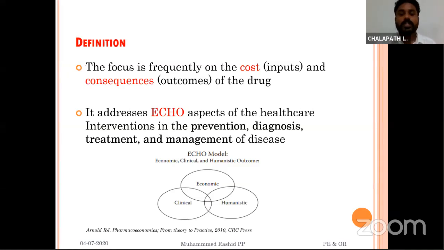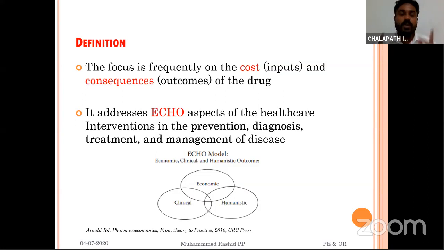Now there is one more outcome which we call the humanistic outcome, which is not in terms of economics or clinical. I will teach that once I move into outcomes research. So here it addresses the ECHO aspects of healthcare: economic, clinical, humanistic outcome aspects of healthcare. It can be in prevention, or in diagnosis, or in treatment, or in management. And now, there is a term called pharmacoeconomics, and another term called health economics.